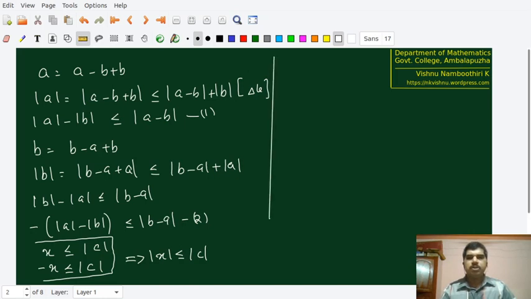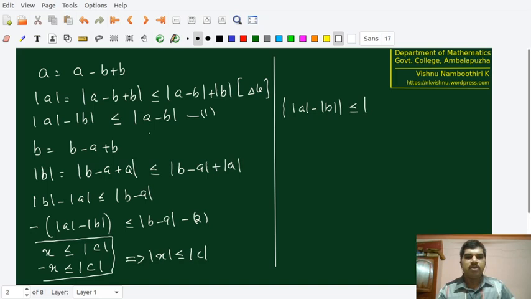So using this observation, that is x less than or equal to mod c and minus x less than or equal to mod c implies mod x less than or equal to mod c, we can now write in the place of x modulus of a minus modulus of b. Therefore, modulus of mod a minus mod b is less than or equal to, in the place of mod c, we have mod a minus b. Thus, we have verified the second identity also using triangle inequality.